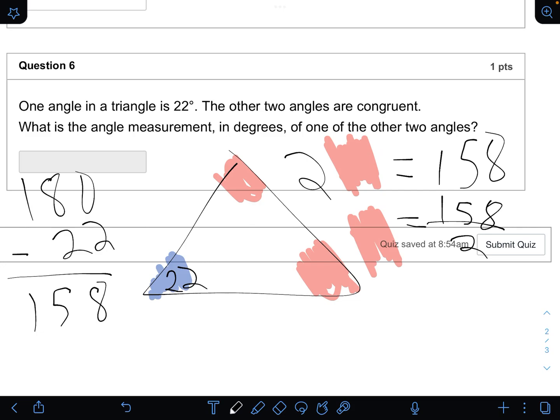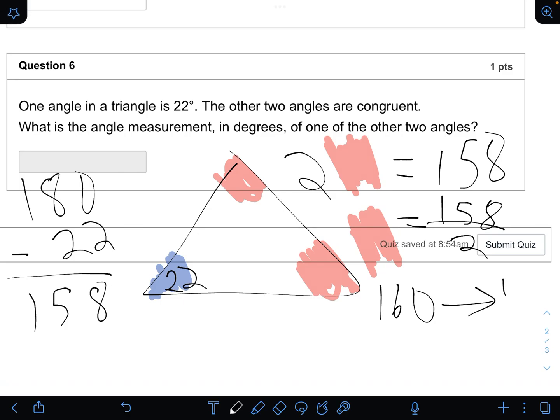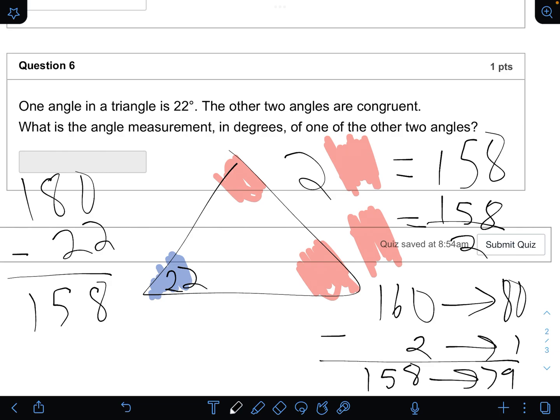Think about a number close to 158. Like, what's half of 160? Oh, we can do that one. That's just 80. But 158 is super close to it, right? It's 2 away. So what's half of 2? Well, that's 1. So 160 minus 2 is 158, and 80 minus 1 is 79. There we go. Half of 158 is 79 degrees, and that will be our answer.